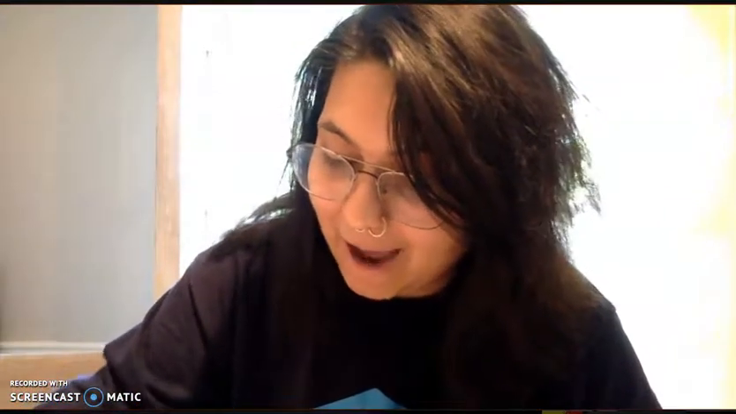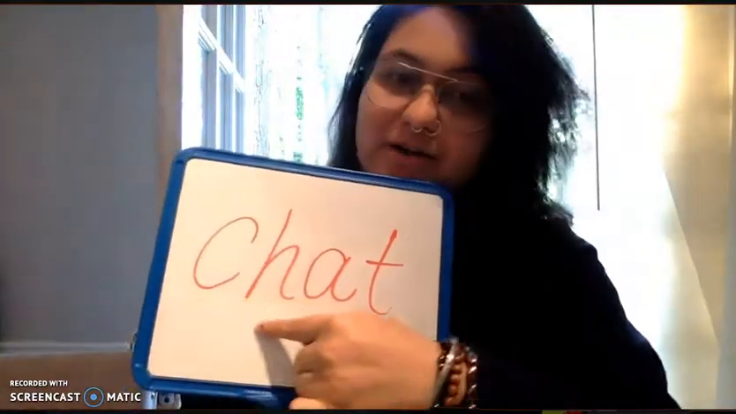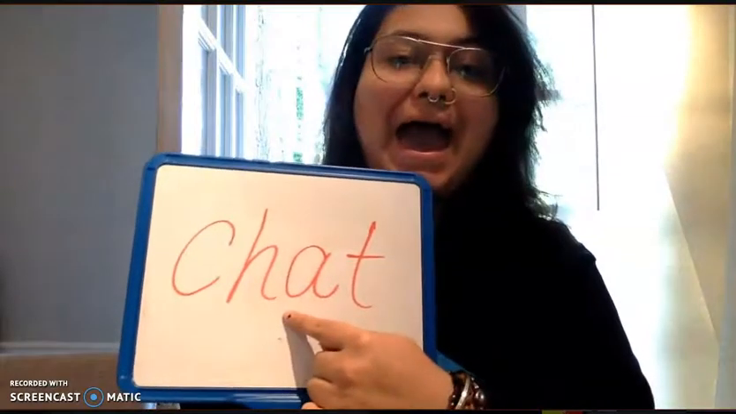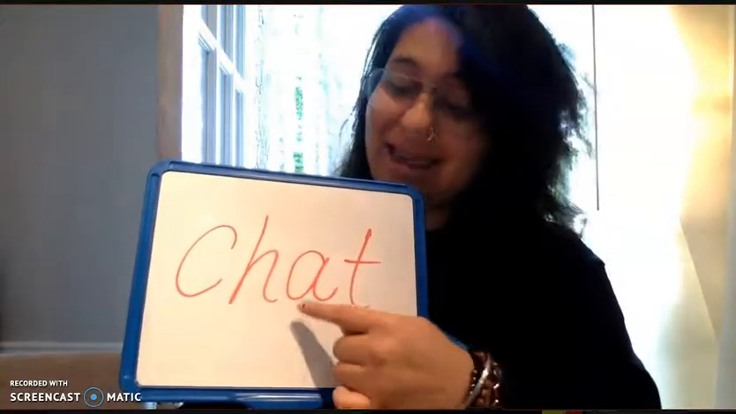All right. Next one we have is chat. Chat. Right? Say it. Chat. Sound it out. Ch. At. Chat. All right, spell it. Write it down. Ch. A. T. Chat. All right. Ready? Set and go. Chat. C. H. Ch. A. T. Chat. C-H-A-T. Chat.